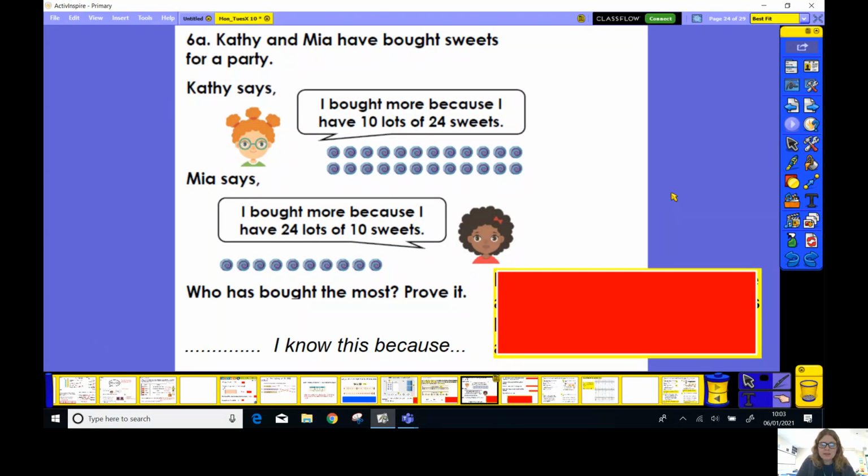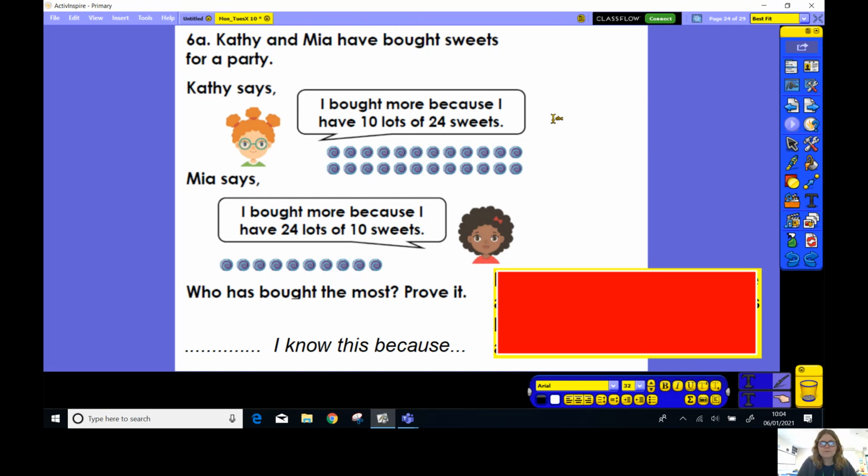Now our next question, again, you're going to use the stem sentence, I know this because. And this time we have 2 people, Kathy and Mia, and they are arguing about who has the most sweets. Kathy and Mia have bought sweets for a party. Kathy says, I bought more because I have 10 lots of 24 sweets. Mia says, I bought more because I have 24 lots of 10 sweets. Who has bought the most? Prove it.